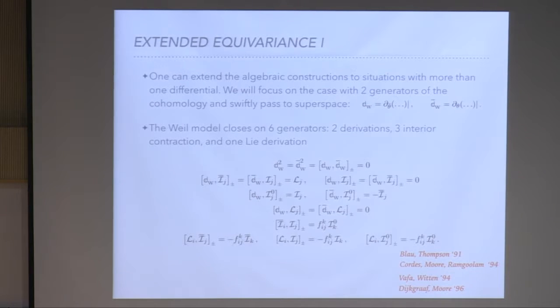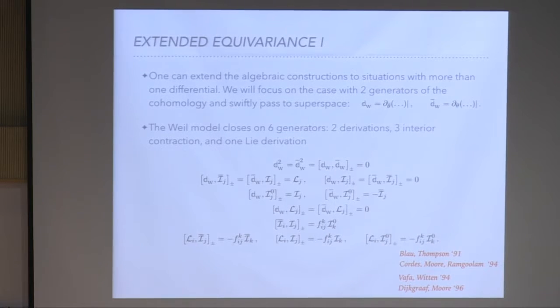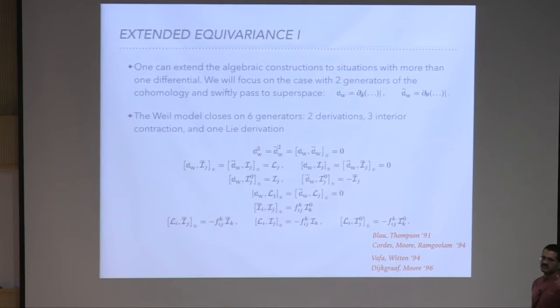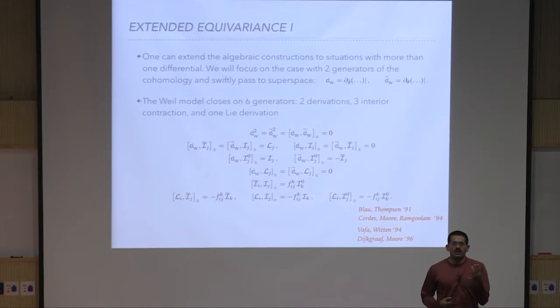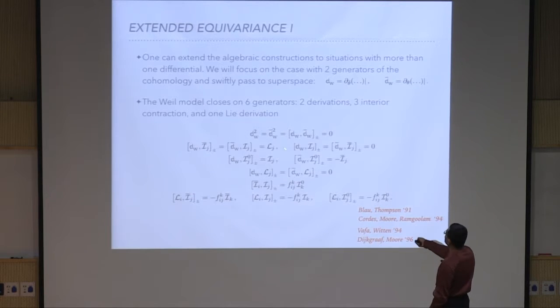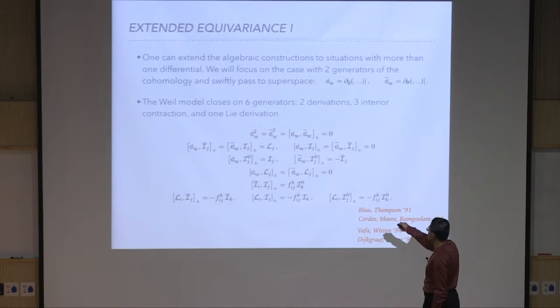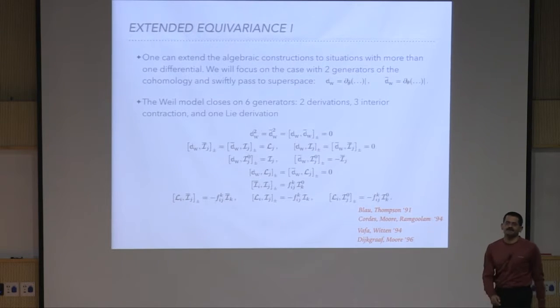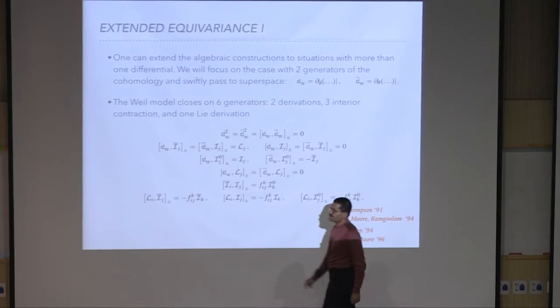And then there's one Lie derivation, because all the I's anti-commute with the D's to give you Lie derivatives. So there's 6 generators of this algebra. 2 are the actual cohomology generators. 3 are interior contractions, and 1 is the Lie derivation. We can ascribe ghost number charges: plus 1 to D, minus 1 to D bar, minus 1 to I, plus 1 to I bar, and 0 to I0, and 0 to L. Okay?